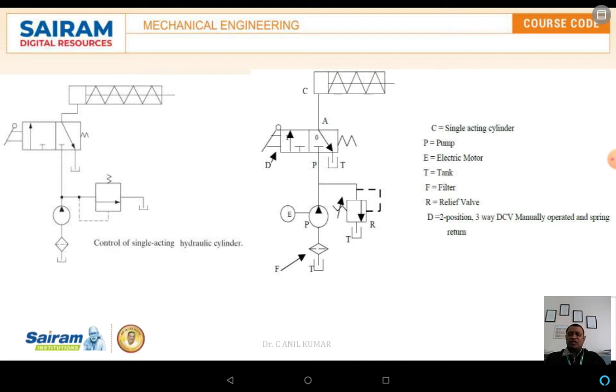Even this direction control valve may be solenoid controlled, manually controlled, or spring operated. Depending upon the type of operation, that explanation will also be given.